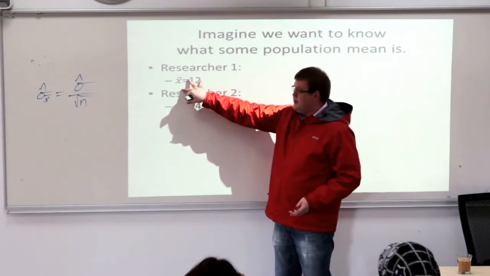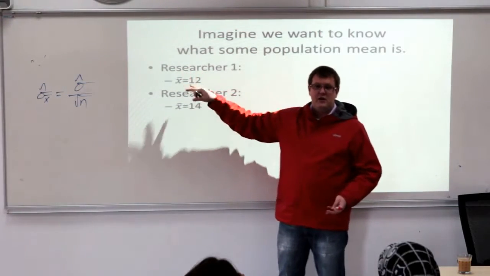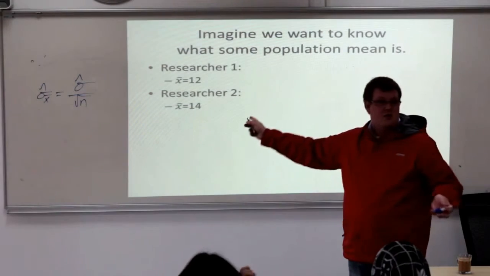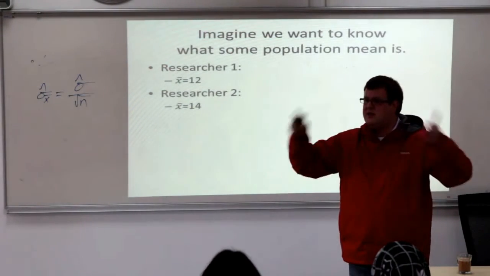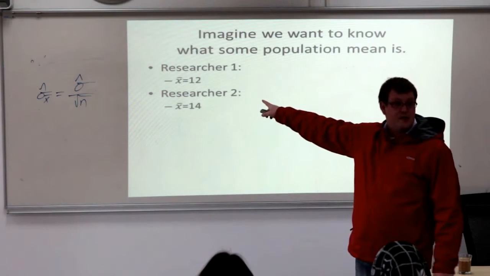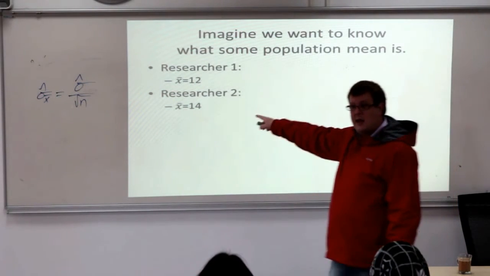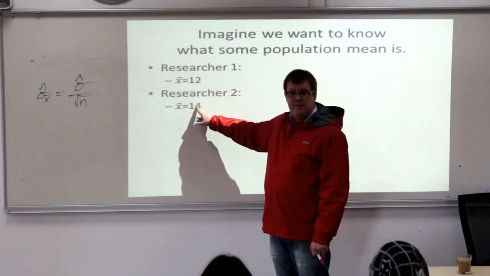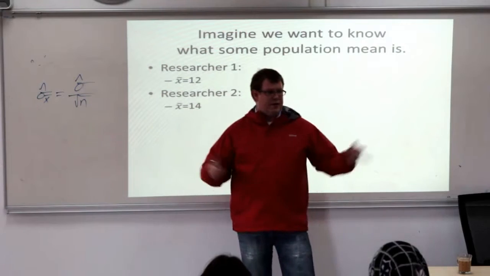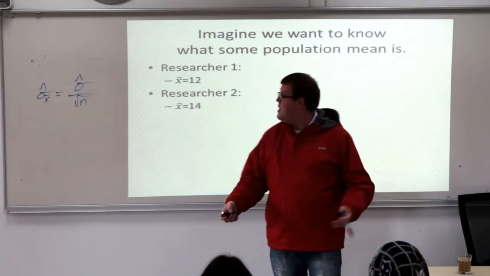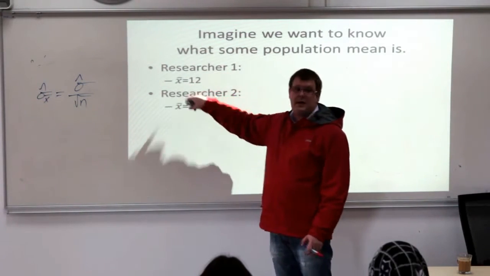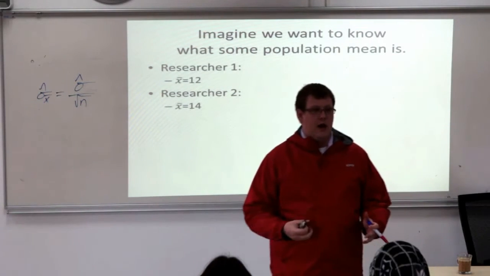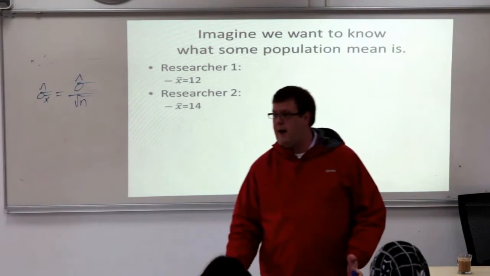Now, this researcher, having only this information, would say, okay, the population mean is probably 12. They could create a confidence interval if they wanted to, but that's their best estimate. Similarly, for the second researcher, this is their best estimate of what the population mean is. Does that make sense? Now, we're the third researcher. We come in and we see that this researcher found this was the mean, and this researcher found that was the mean, and we want to create our own best estimate of what the population mean is.